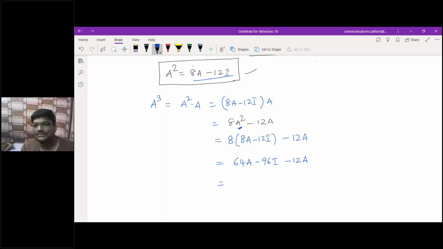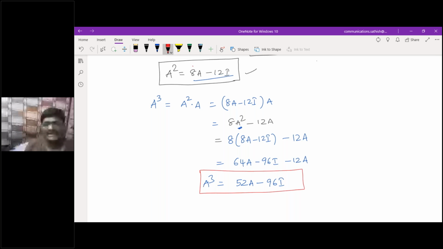Then can you tell me what is 64 minus 12? 52A minus 96I. So now what is the value of your A cube? 52A minus 96I. Am I correct? Yes, sir.